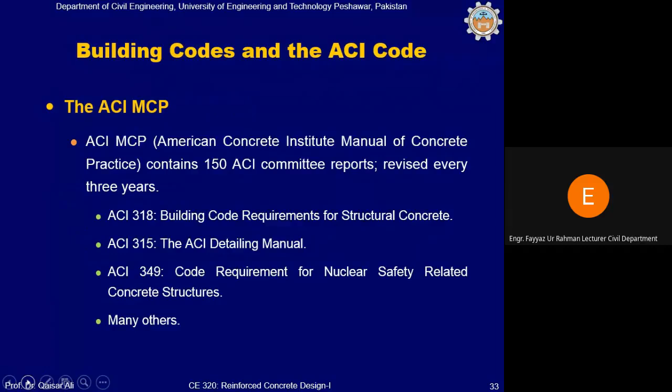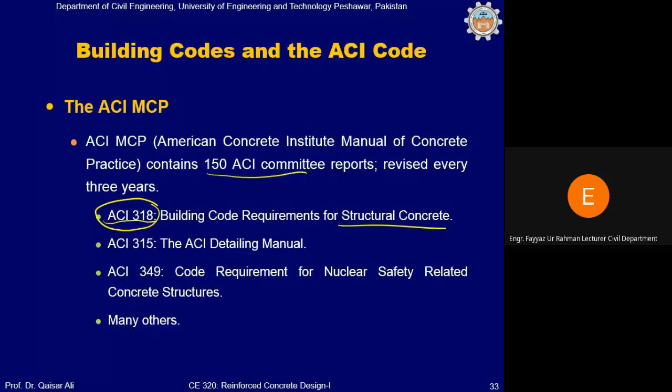This is the main document, ACI MCP, the Manual of Concrete Practice, which contains 150 ACI committee reports, revised after every 3 years. One of the committee reports is ACI 318, which covers the building code requirements for structural concrete. Structural concrete may be plain concrete, reinforced concrete, or pre-stressed concrete. Clear?